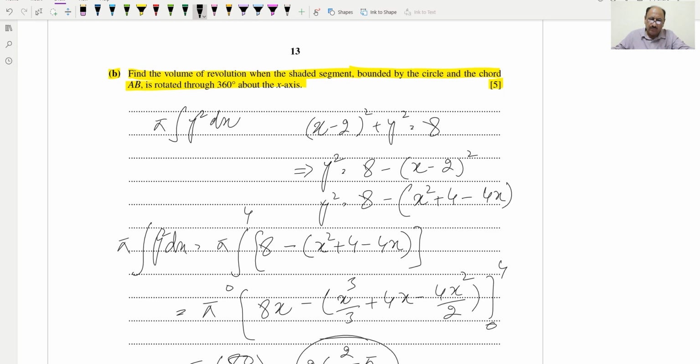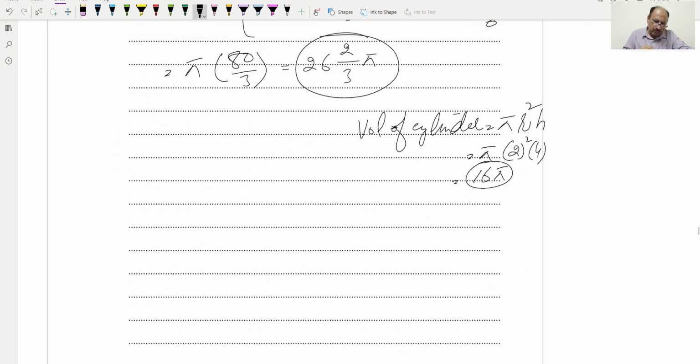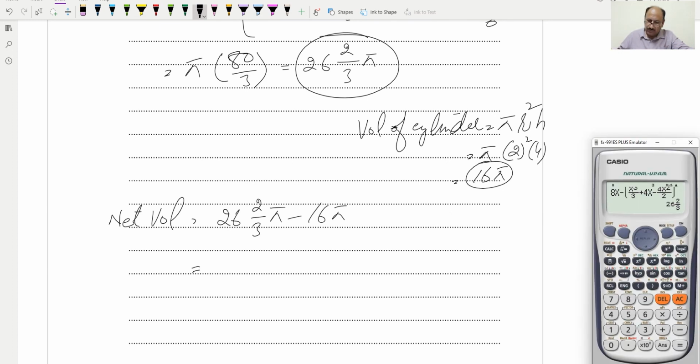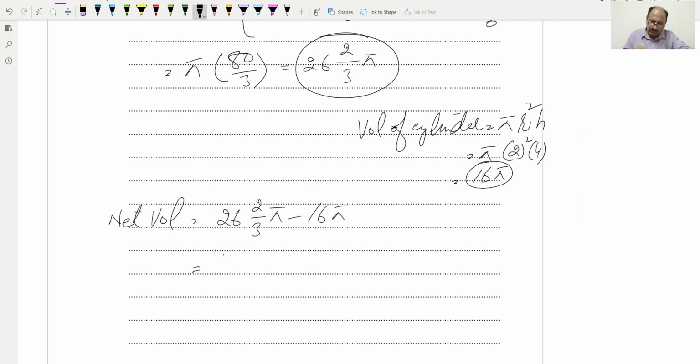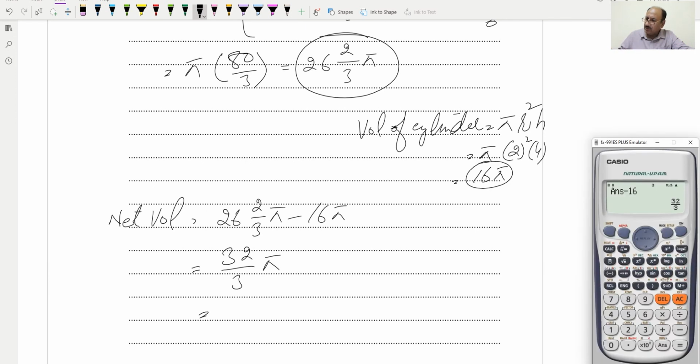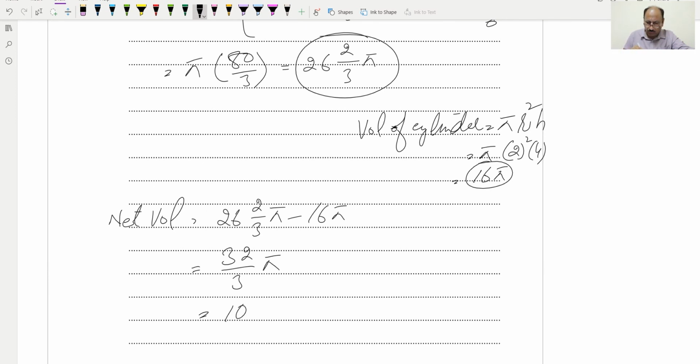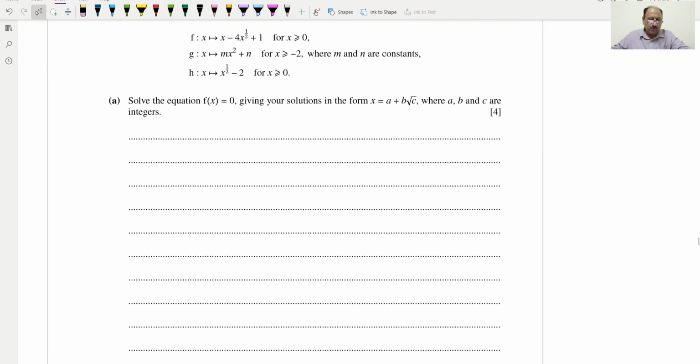So the volume of revolution, the net volume, we can write, will be equal to 26 whole 2 by 3 pi minus 16 pi, and this one we can subtract. 26 whole 2 by 3 minus 16 will be equal to 32 by 3 pi, and this one we can write as a mixed number as 10 whole 2 by 3 pi. This will be our final answer for this part. Hopefully you understood this. Now question number 9.